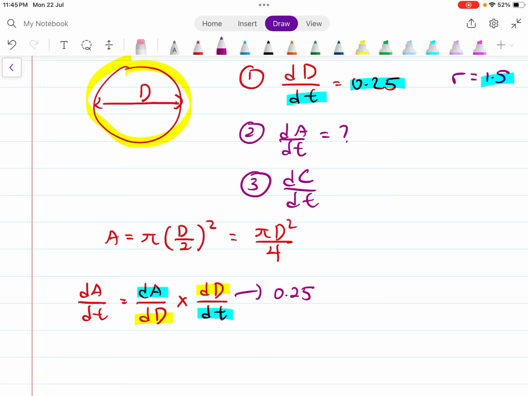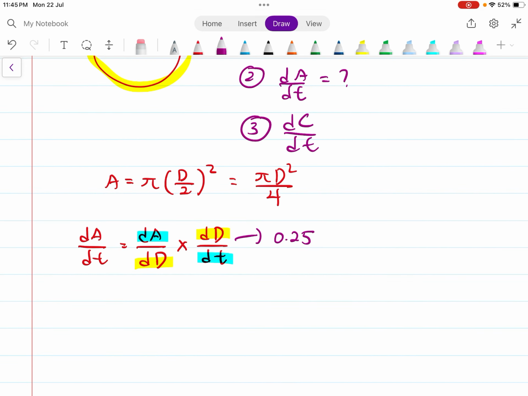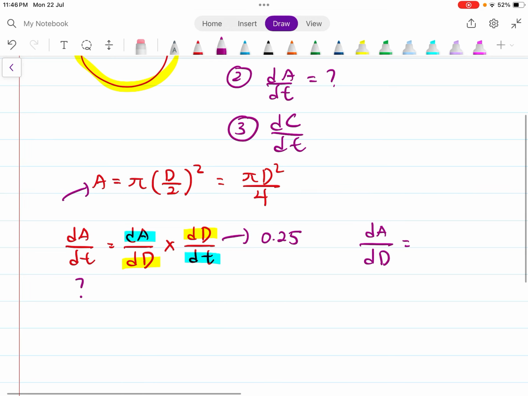Then I want to determine this. Always remember to know what is the thing that you want. What about dA/dD? Do I have dA/dD? The answer is no, but I can find it. That's where I need to use the equation right here: A equals pi D squared over 4. So what I need to do is differentiate A with respect to D. The pi is just a constant, 3.142, so just leave it aside. So 2 pi D over 4, which gives you pi D over 2.